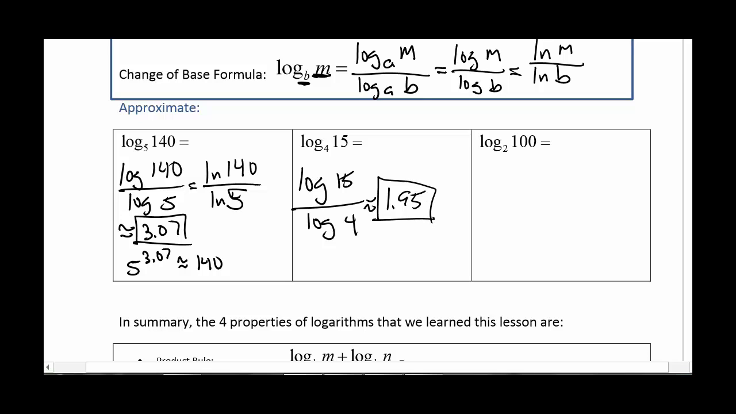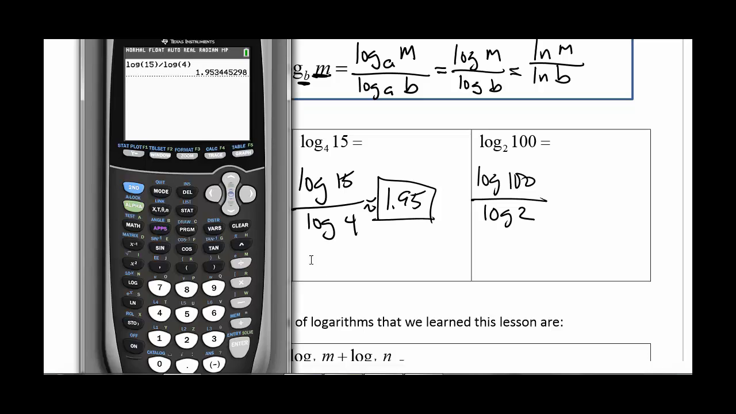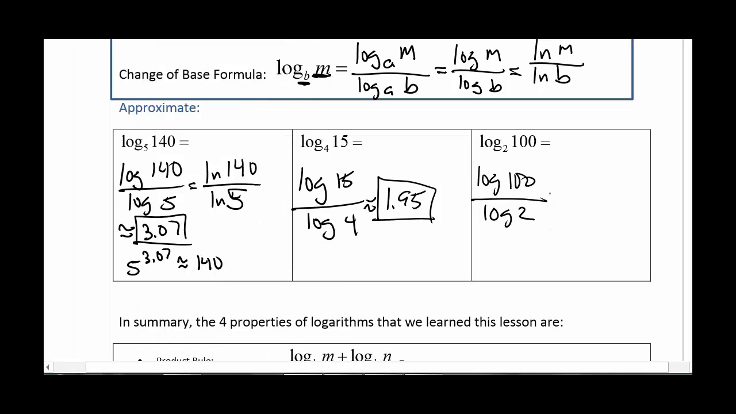And then the last one, log base 2 of 100. Well, this is log of 100 divided by log of 2. And so we'll go type that in. So log of 100 divided by log of 2. And I get 6.64. And that's how that works.